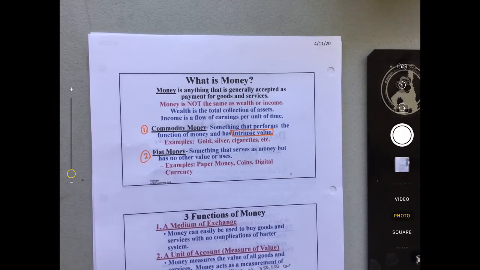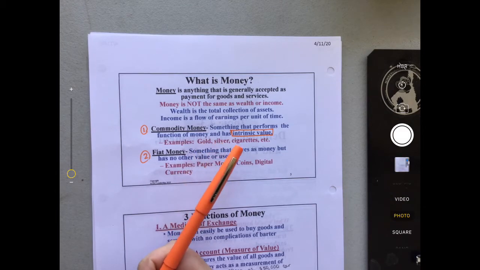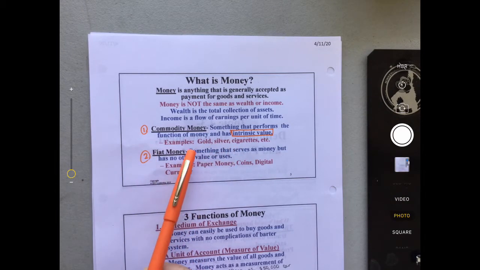Whereas fiat money does not have this intrinsic value. This is paper money. Well, it's only worth me going to buy other goods and services. I don't get any other value out of this. Coins and digital currency, these are all different than things that do contain intrinsic value: gold, silver, cigarettes. Fiat money is what we use today at stores.